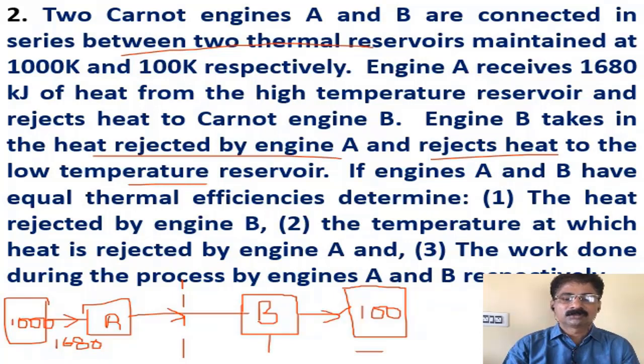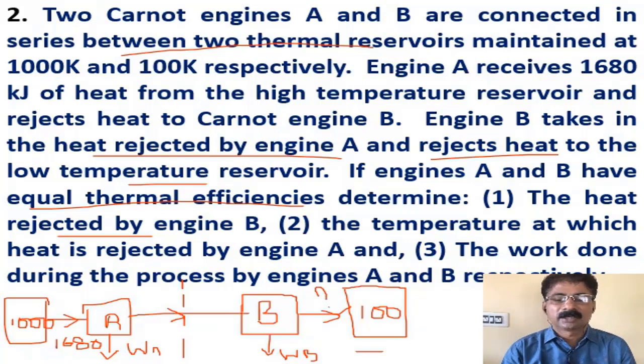So both engines do some work. Since it is an engine, work output has to be there. So this is WA and this is WB. After doing some work, this rejects the heat to the low temperature reservoir. Now if these two engines have equal thermal efficiencies, then you have to find out the heat rejected by engine B. So this quantity you have to find out here. That I will solve in the next slide, no problem.